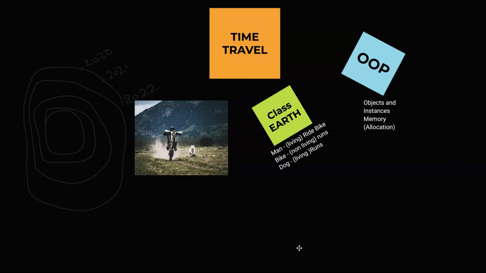As we all know, I'm taking the basic attribute that man is living, bike is non-living, and dog is living. Their functionalities are: a man is riding a bike, and the bike runs on his instructions, and a dog runs on its own and is a living being.